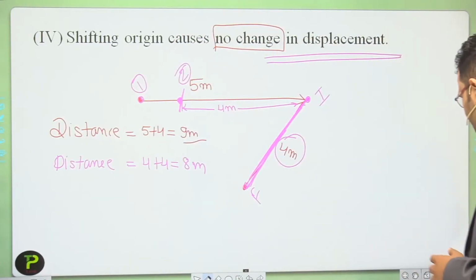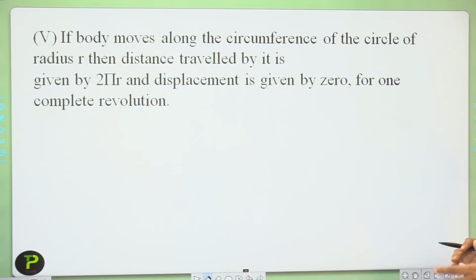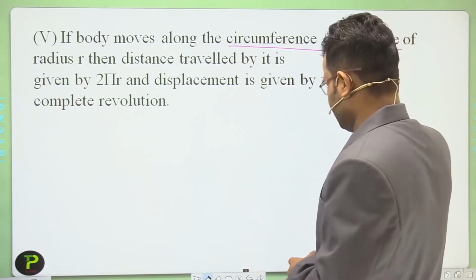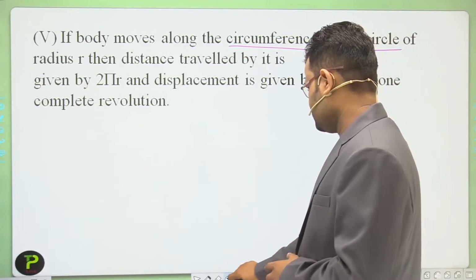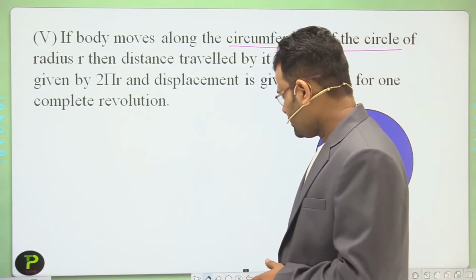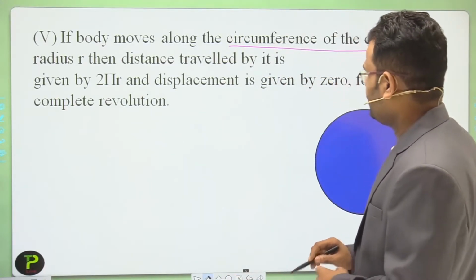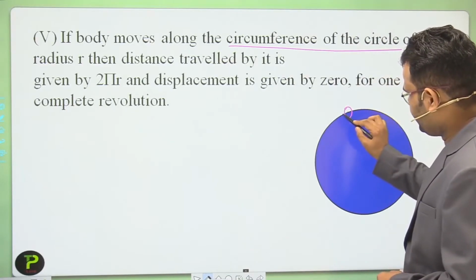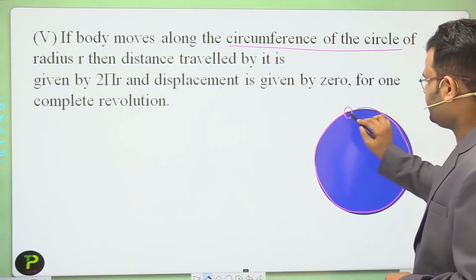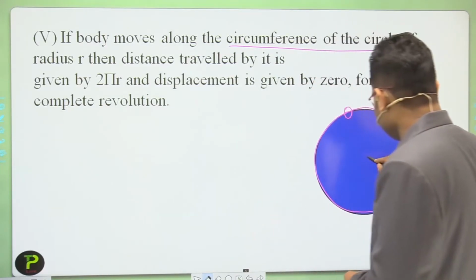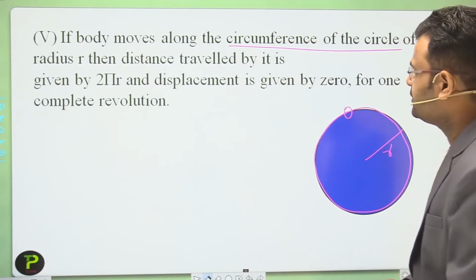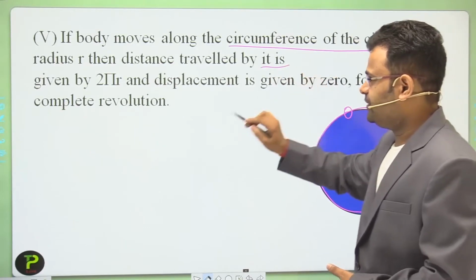Okay, now a body moves along the circumference of a circle. Now mark the circle first. A person or body moves along the circumference, which means the body moves on that path. Okay, students, the body moves on that path, and the radius of that circle is small. You can mark anything, and the travel is given by 2 pi r.